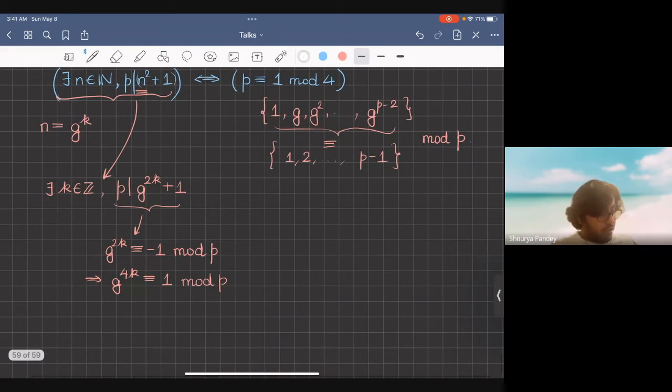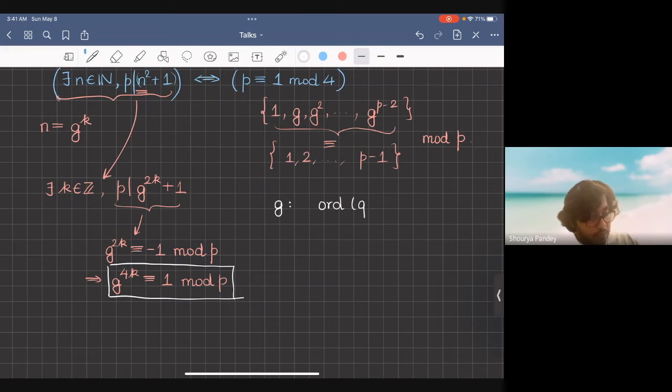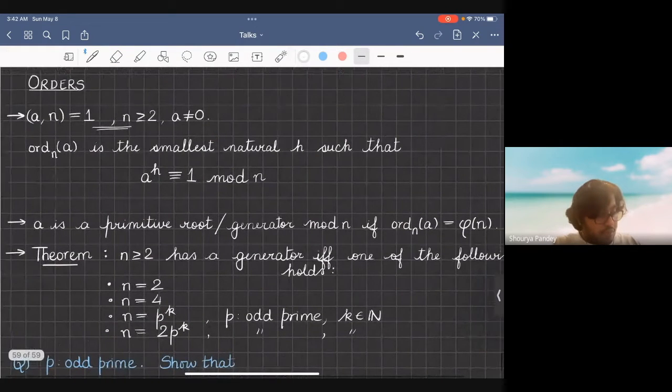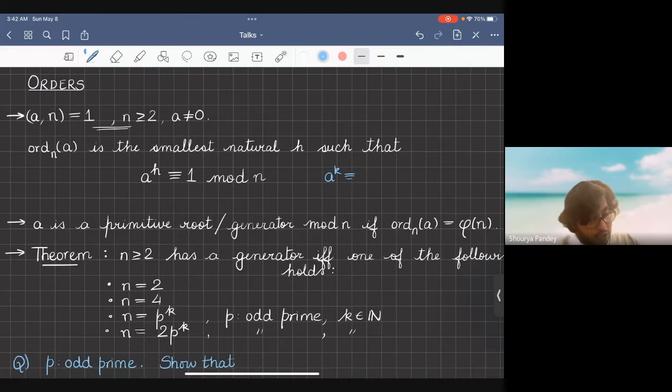So note that we get g to the 4k is 1 mod p. But remember that g is the generator, so the order of g mod p is p minus 1, right? And what is the most crucial property of orders? The point is that for any coprime a and n, if a to the k is 1 mod n, then the order divides this k.